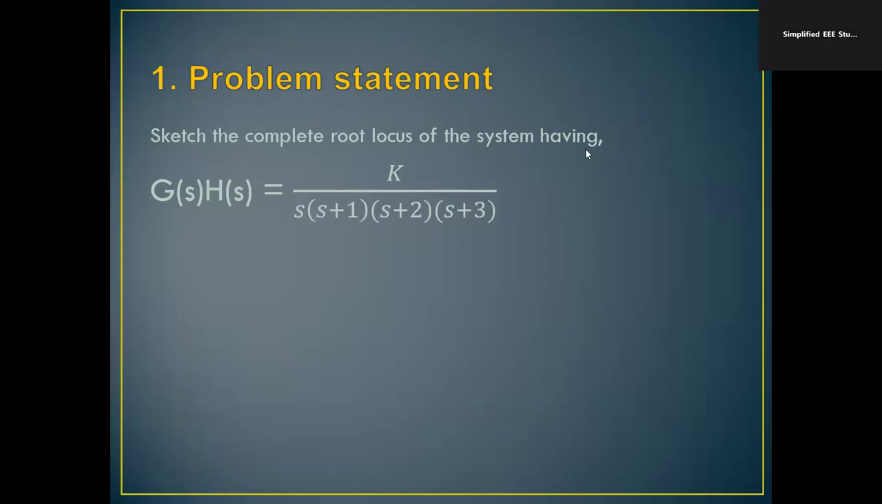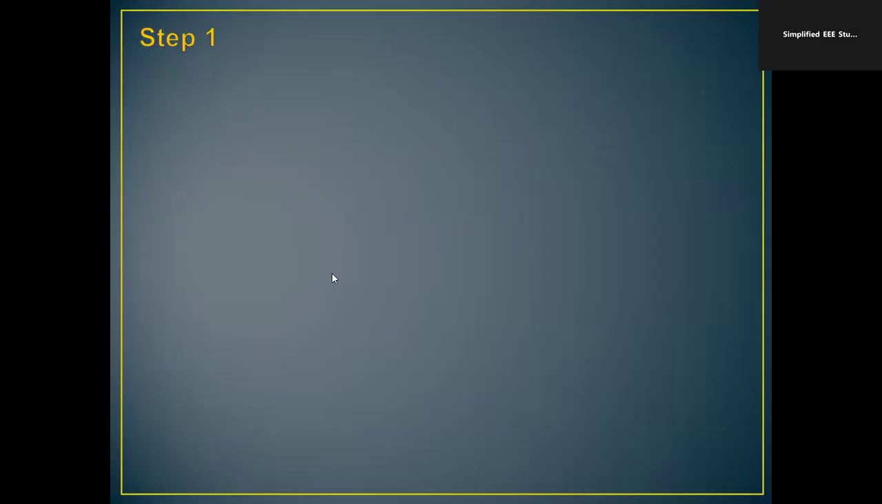Sketch the complete root locus of the given system having the loop transfer function G(s)H(s) equal to K upon s(s+1)(s+2)(s+3). It is the transfer function which is given. So first and foremost, step number one, we'll follow step by step systematically.